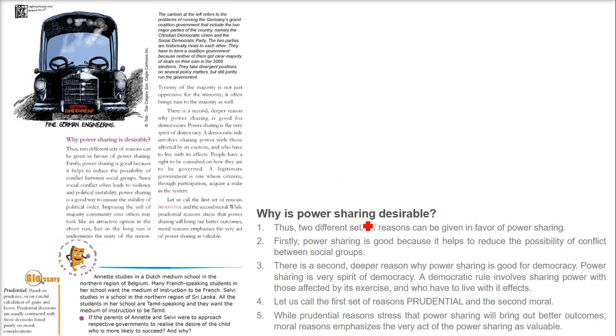Now we come to the question: why is power sharing desirable? Belgium did a very good job, but Sri Lanka didn't do that job, so there was a problem of civil war. Thousands of people were killed from both the communities. So we can give two different sets of reasons in favor of power sharing. First, power sharing is good because it helps to reduce the possibility of conflict between social groups. In Belgium, there were French speaking and Dutch speaking. There can be a problem between these two, but it didn't happen. But in Sri Lanka, the Tamils and Sinhala started fighting, and it was a civil war.